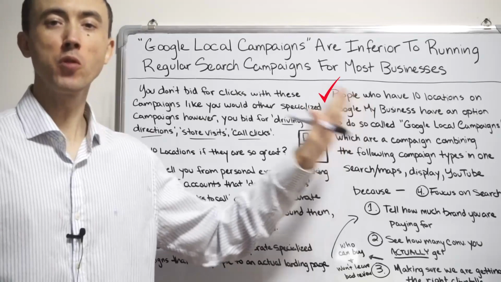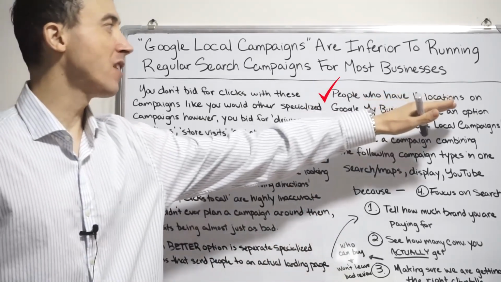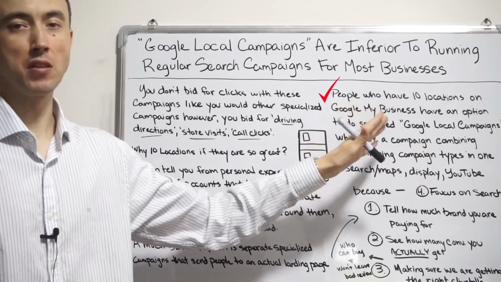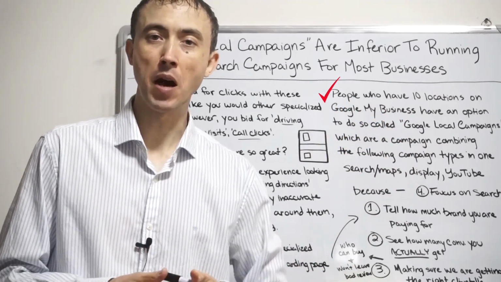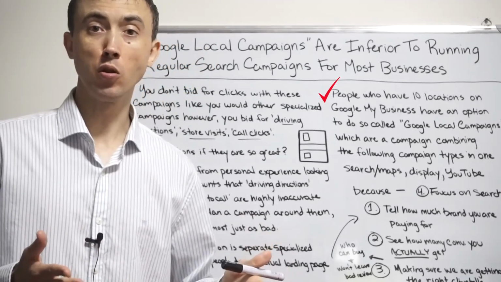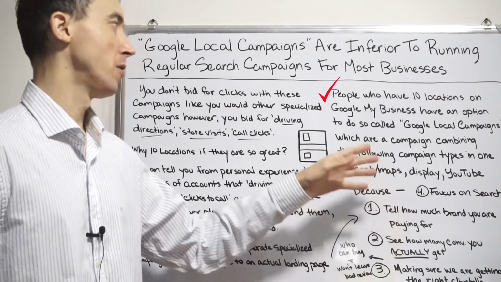Basically the people who can actually do these Google local campaigns are people who have 10 locations on Google My Business, basically. If you have that, you should be able to have something in your account that pops up that says, hey, you can do Google local campaigns, and gives you the option to do so.